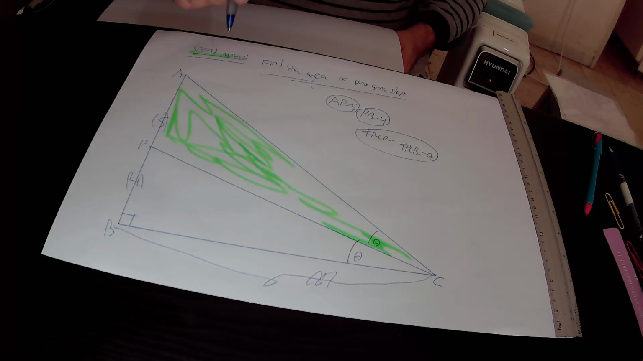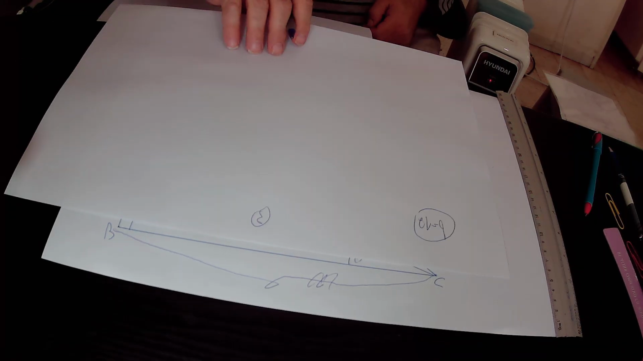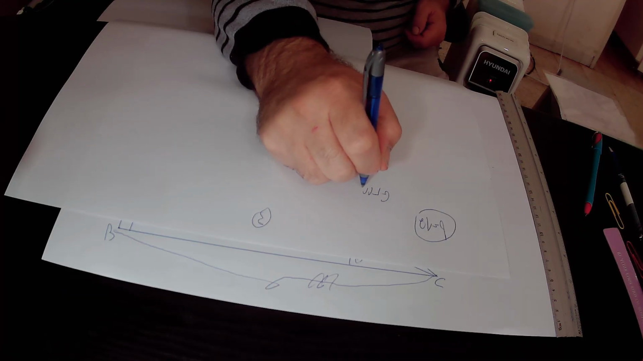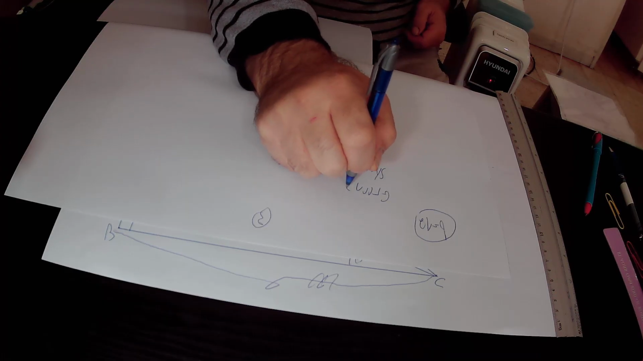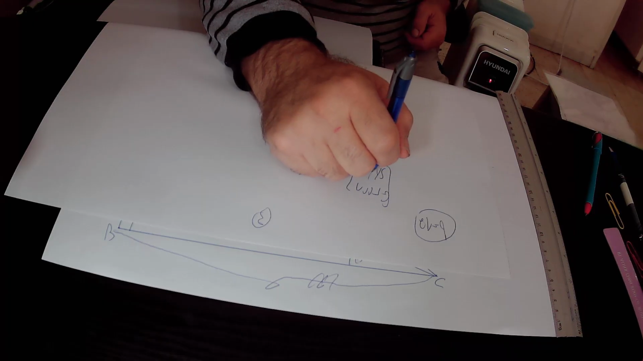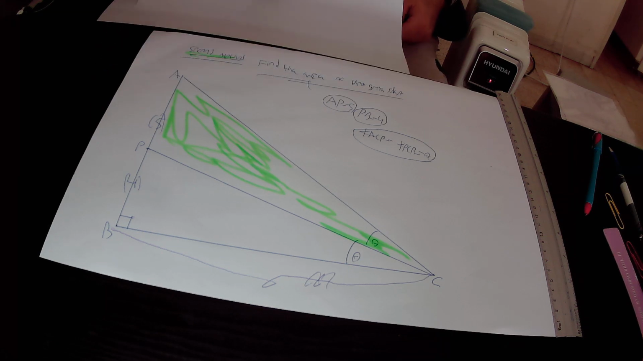Our task is to find out the area of this green shape. So what is the area of the green shape? From the drawing it is very easy to see that the green shape is actually the green triangle APC. So our task is to find out the area of the green triangle APC.